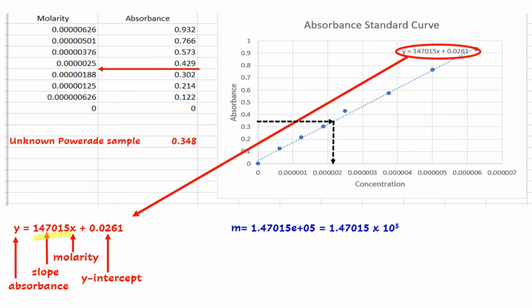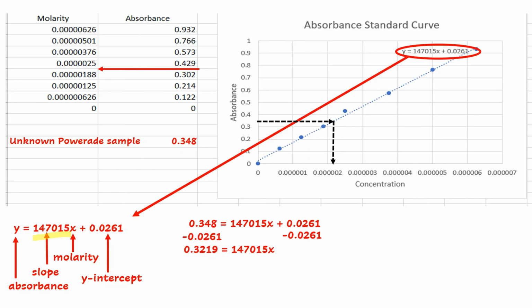So since we know the absorbance of the Powerade, we can substitute that into the formula and solve for X to figure out the molarity of the blue dye in the Powerade. So if I substitute 0.348 for y, I'm going to need to subtract 0.0261 from both sides. Now, if your y-intercept was negative, you would need to add it to both sides instead. So now we're going to divide by the slope, and my answer is 2.19 times 10 to the negative 6, which equals x, or the experimental value for the molarity of the Powerade.